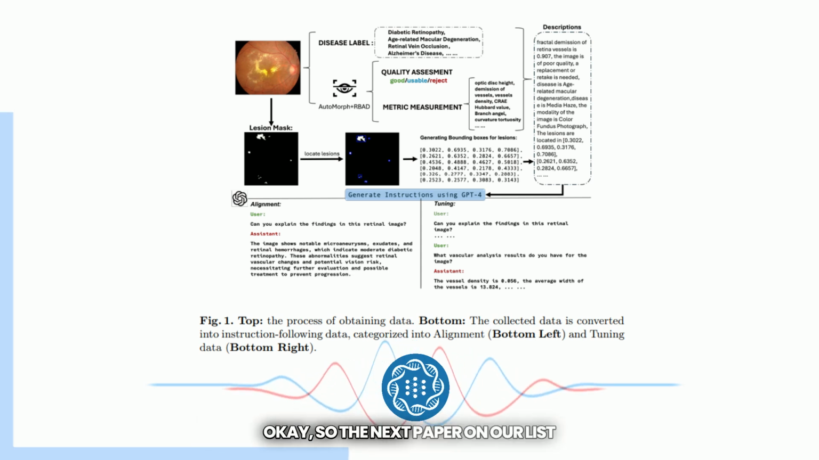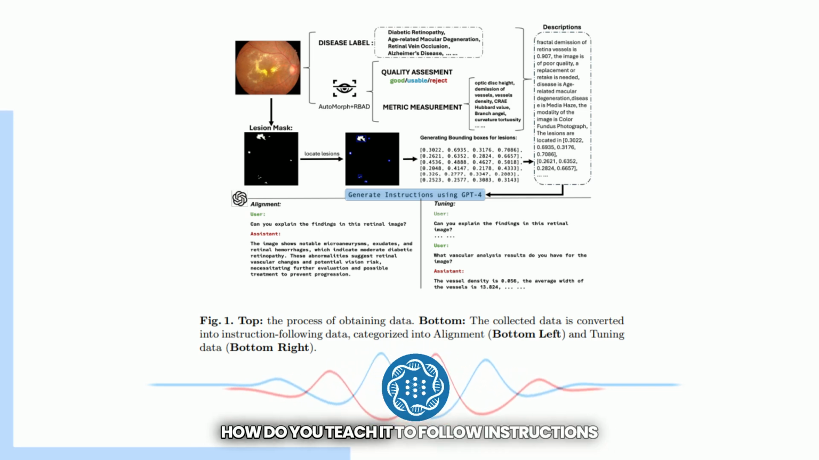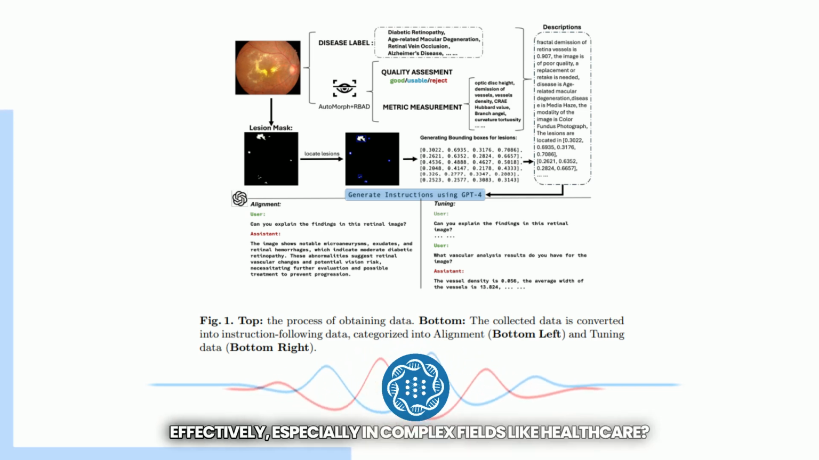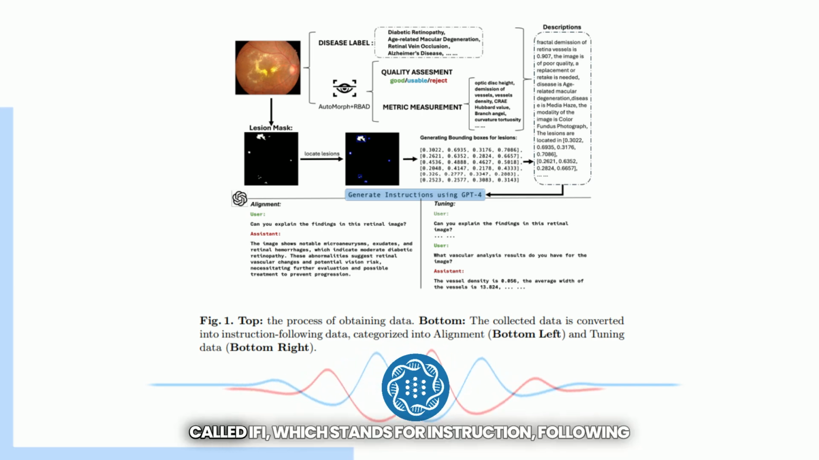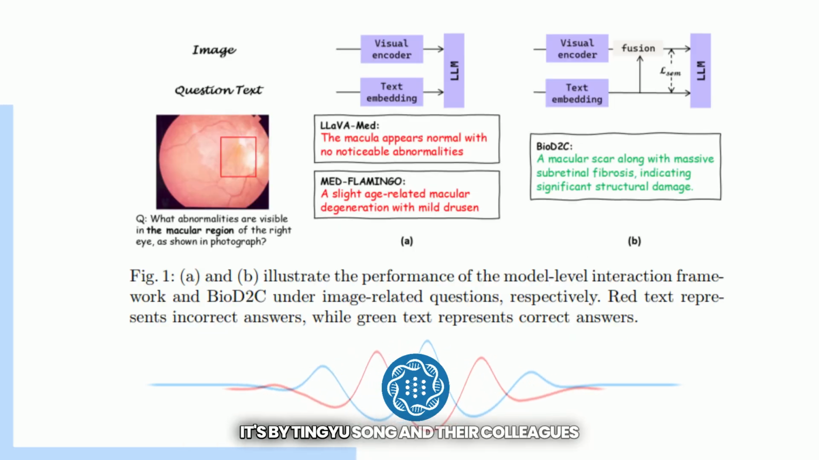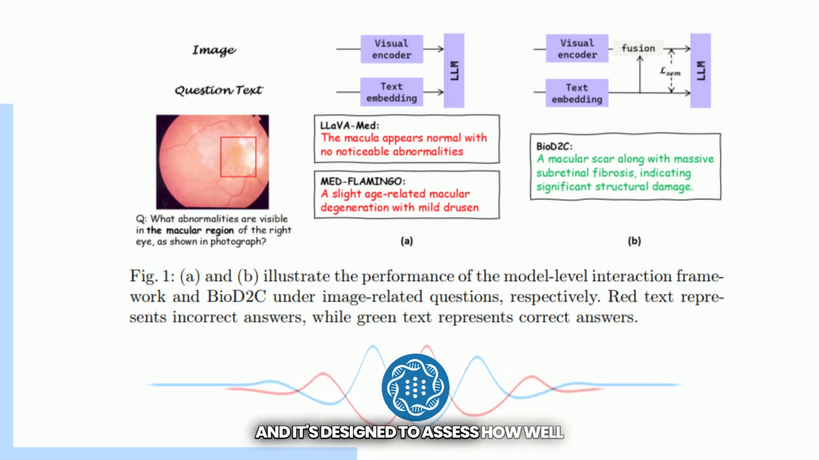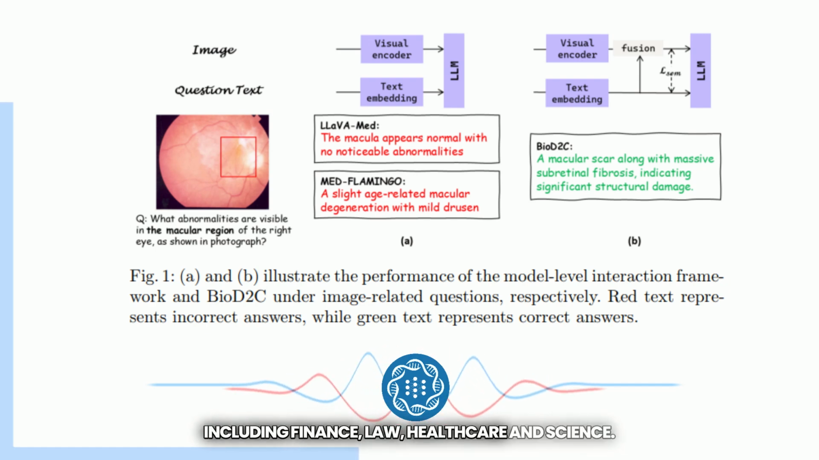Okay, so the next paper on our list tackles a really fundamental challenge in AI. How do you teach it to follow instructions effectively, especially in complex fields like healthcare? This is such a crucial area of research, and this paper introduces a new benchmark called IFIR, which stands for Instruction Following in Expert Domain Information Retrieval. It's by Tingyu Song and their colleagues, and it's designed to assess how well AI can follow instructions in specialized fields, including finance, law, healthcare, and science.